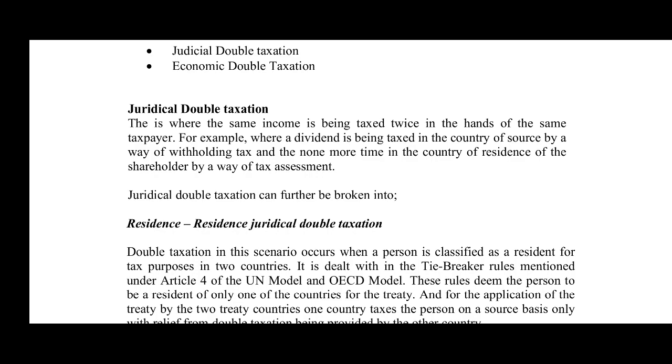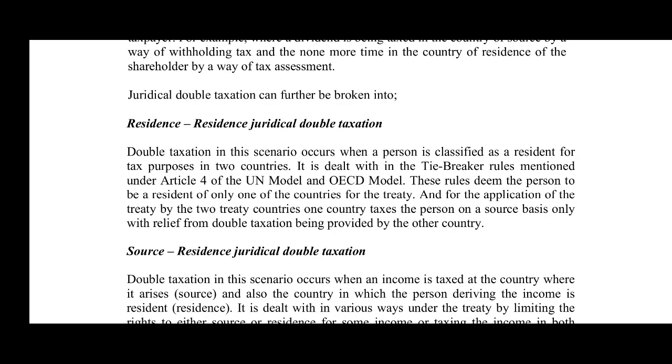Now, juridical double taxation can be broken further into three. We have what we call residence juridical double taxation. Double taxation in this scenario occurs when a person is classified as a resident for tax purposes in two countries. So it is dealt with by the tiebreaker rules mentioned at Article 4 of the UN and the OECD model. These rules deem the person to be a resident of only one of the countries for the treaty.